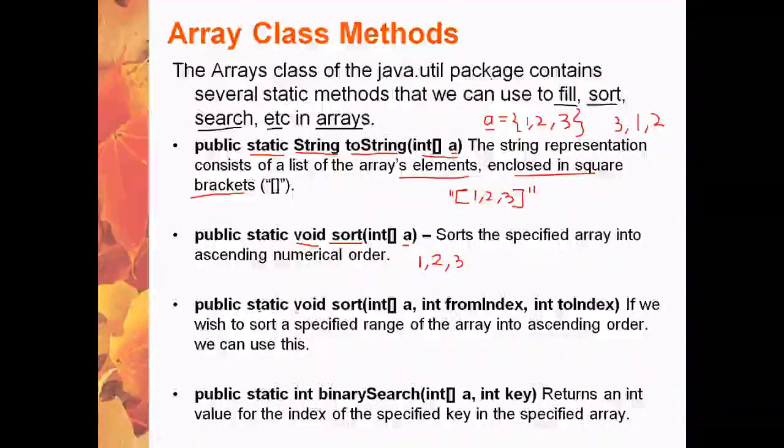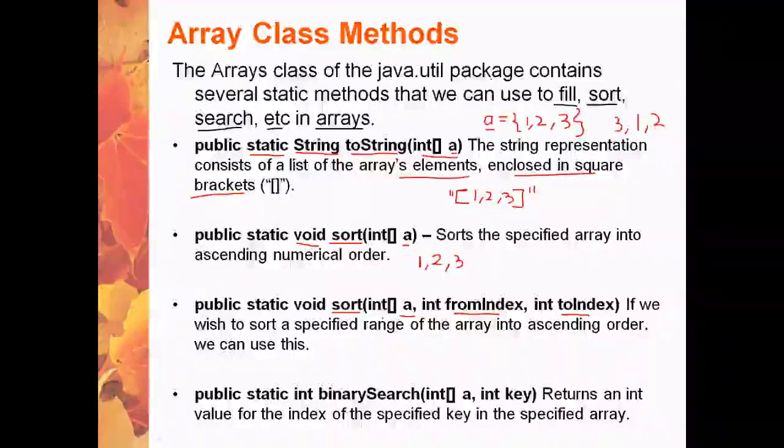We have one more overloaded method of sort. So we have public static void sort. This method takes 3 arguments. The last method was taking only 1 argument, and this method is taking 3. The arguments are again the array, then the next argument is an integer, fromIndex, and the last argument is toIndex. If you want to sort only a part of an array, then you can sort it by using this particular sort method, which takes the array, then fromIndex and toIndex. So only part of an array can be sorted.